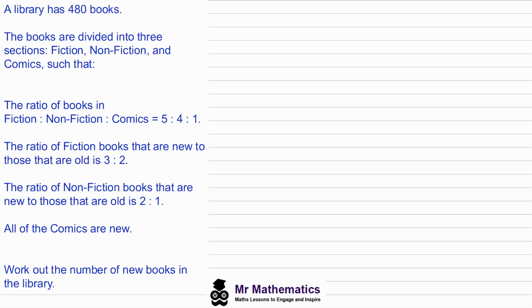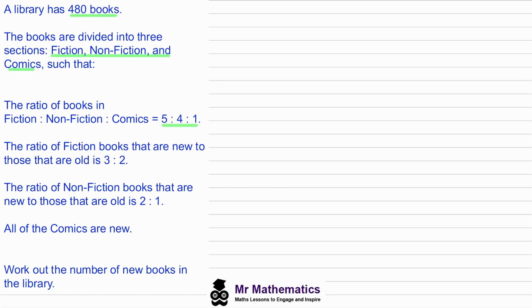Hi everybody. So in this video we're going to look at how we can combine ratios to solve real life problems. So in our first example, we're told that a library has 480 books, and that these books are divided into the sections of fiction, non-fiction and comics, so that the ratio is 5 to 4 to 1.